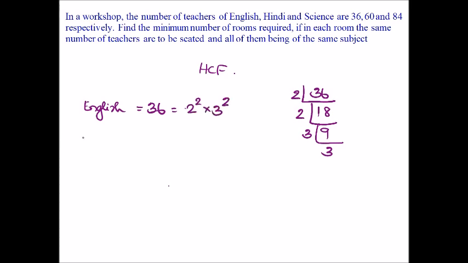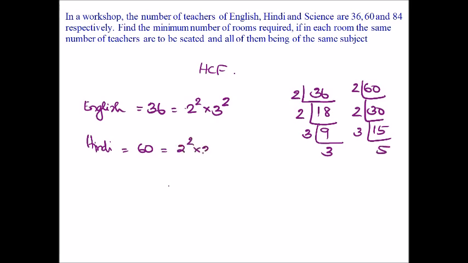Now Hindi, there are 60. So 60, 2, 30, 2, 15, 3, 5. That's 2 square into 3 into 5.